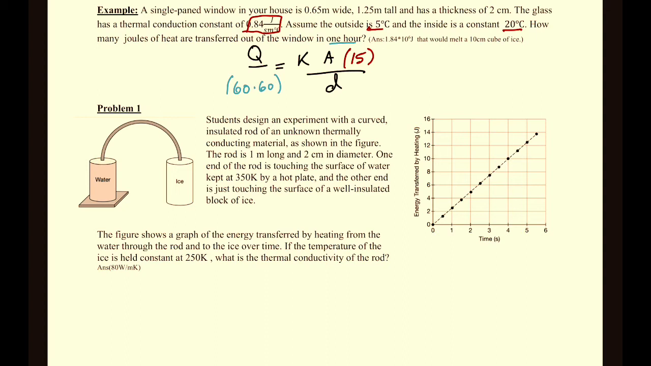Thermal conduction constant. We have the area. This is the area between the two different temperatures. So that's going to be the area of our window right here. So we'll have 0.65 times 1.25. And then you'll have your distance, the last piece, a thickness of 2 centimeters, but watch your units, please. So here you have 0.02. From there you can solve for Q and you get the answer listed.